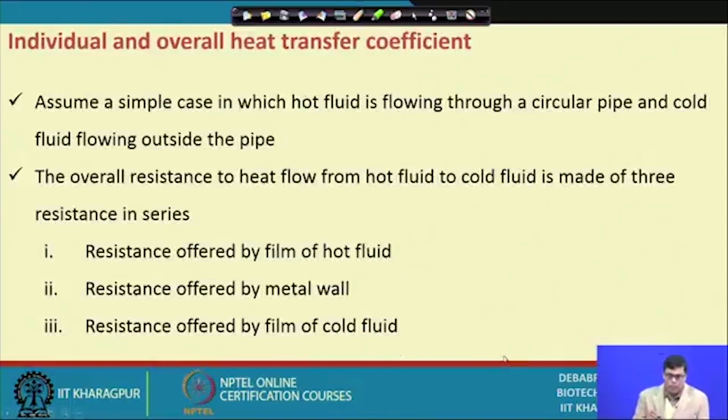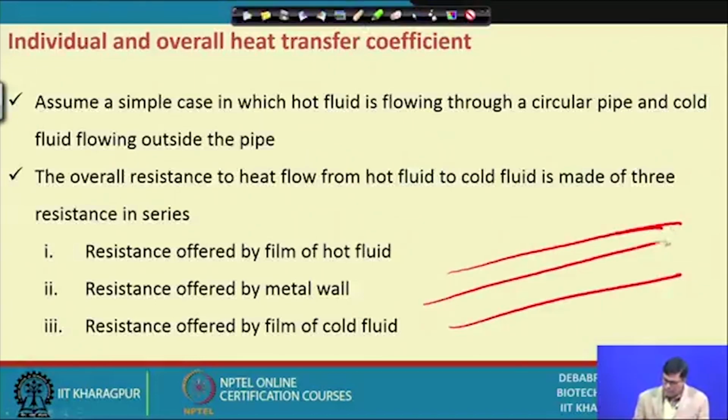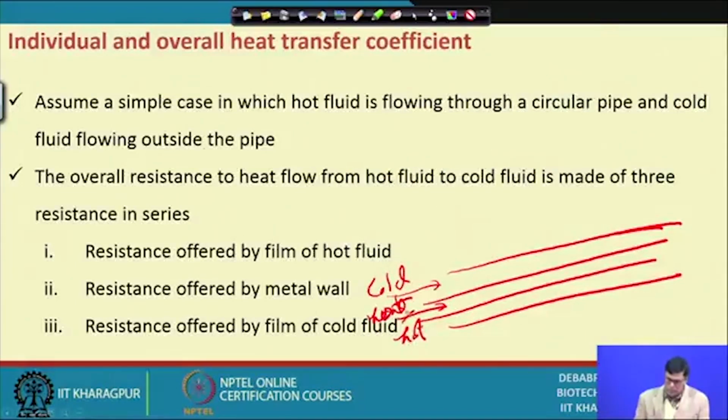Now, the individual and overall heat transfer coefficient. Assume a simple case in which the hot fluid is flowing through a circular pipeline and cold fluid is flowing outside the pipeline. So, it is a kind of annular arrangement. The hot liquid is flowing through a circular pipeline and the cold liquid is outside the pipeline. So, here is the cold liquid, and this is the hot liquid, am I right?